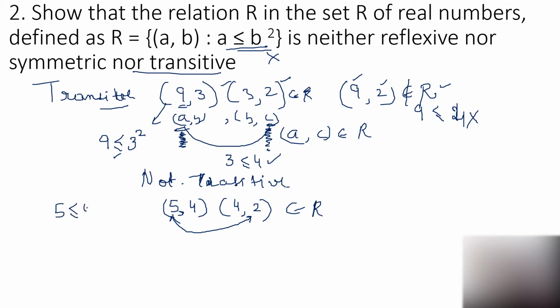Is it less than 4 square? Yes, it is true. 4, is it less than equal to 2 square? Yes, this is also true. Now we are checking 5, is it less than equal to 2 square? And no, this is not true.